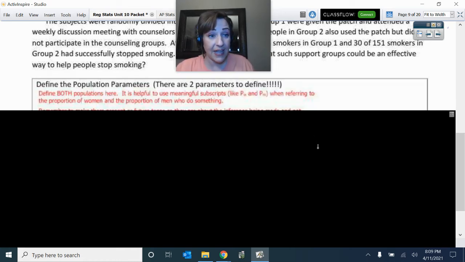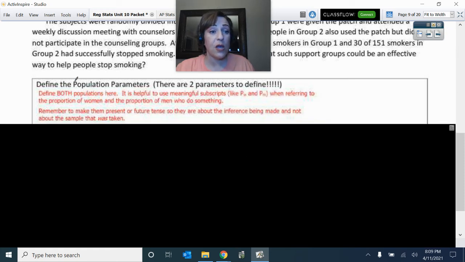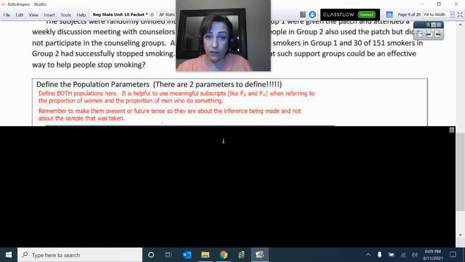So we have to define two parameters, both of them. It's helpful to use meaningful subscripts like p with a W for proportion of women and p with an M for proportion of men. So use meaningful subscripts so you can keep track of what you're talking about. Remember, when you write your parameters, they need to be in present or future tense. We are not inferring about the sample that has happened in the past. We are making an inference about the now or in the future.